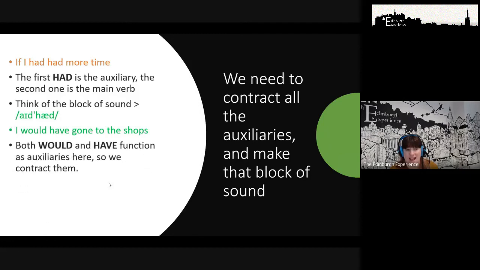And here, this is what we would do in a normal third conditional. Remember that would and that have both contract. So the block of sound again would be I'd have gone. If we're doing a mixed conditional, I don't need to worry about that because there I'll have my second conditional, right? So I'd go, right? So if I'd had more time, I'd go to the shops.